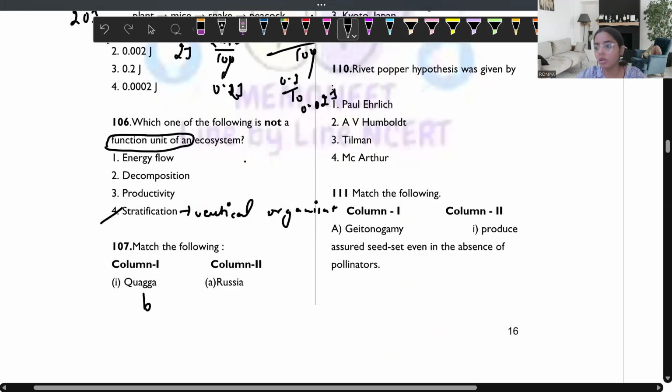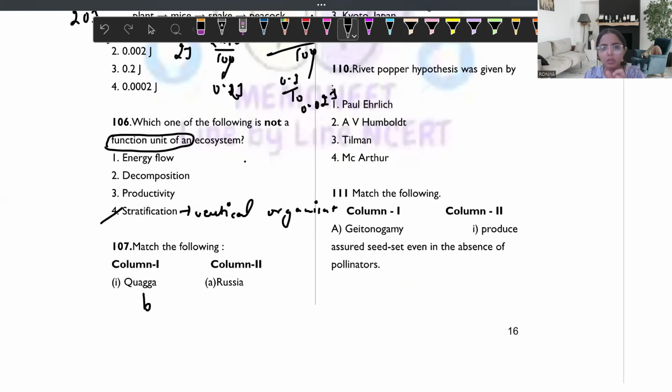Question. This is also a totally by-hearting question, and it is very easy. Rivette-Popper hypothesis was given by Paul Ehrlich. Okay, Rivette-Popper hypothesis was given by Paul Ehrlich.